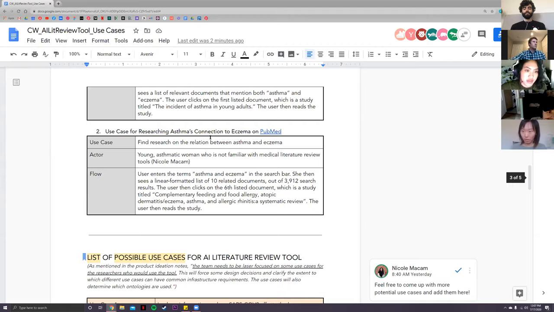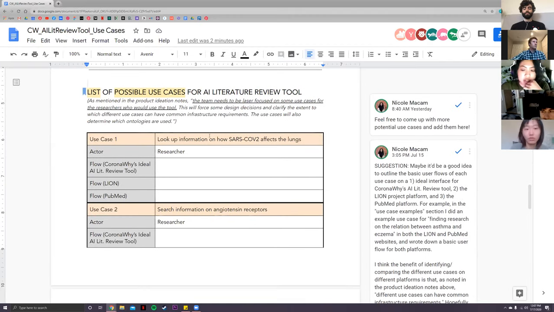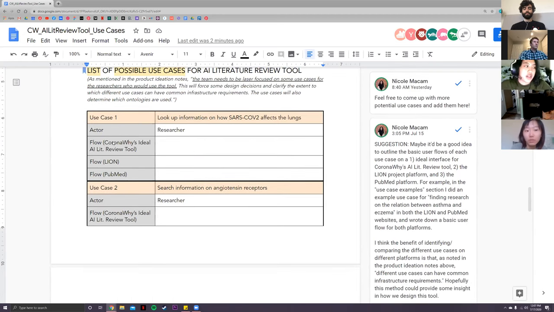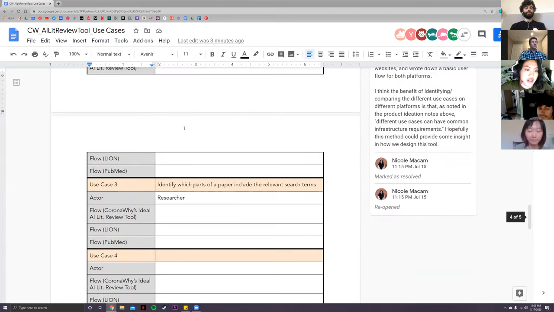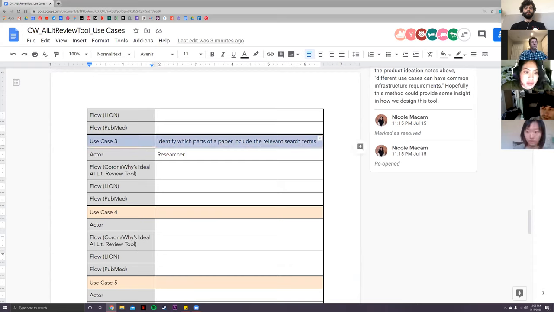In the next section we have the list of possible use cases for this AI literature review tool. I came up with a suggestion here, but I'll explain it now. My suggestion was that as we're coming up with these use cases, it may be useful to not only outline the user flow for our ideal AI literature review tool for CoronaWhy, but also outline the steps that would be used to perform this use case on, for example, the Lion tool, or also on PubMed. So in that sense, it's like a competition analysis as well, in certain use flows, basically. Right, yeah.